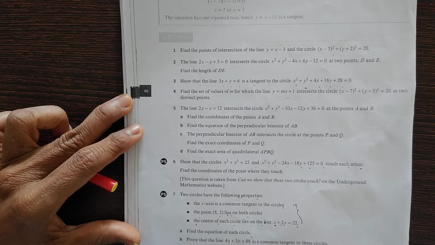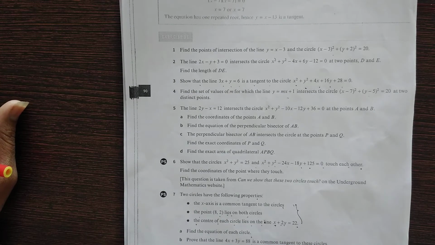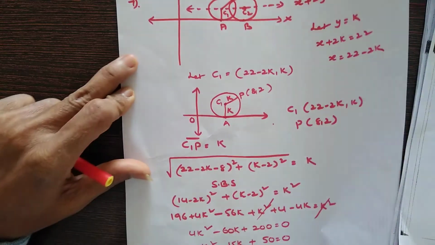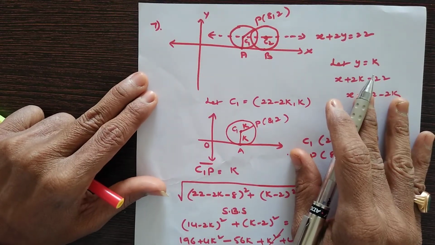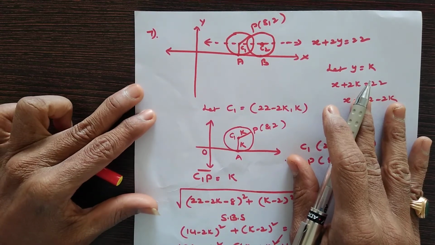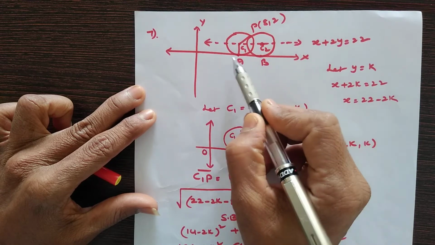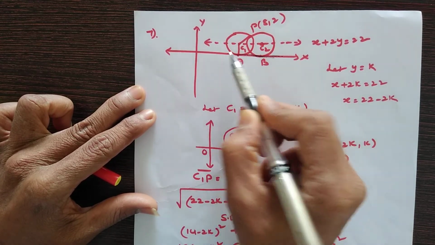Prove that 4x plus 3y is 88 is a common tangent to the circles. This is a common tangent to the circles. We have to show that. See here. Now, see the question. As per the question, these two circles touch, having a common tangent, the x-axis. This is the x-axis.